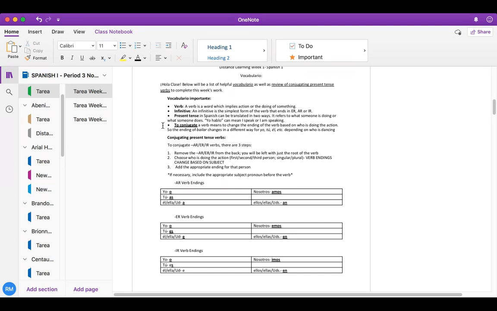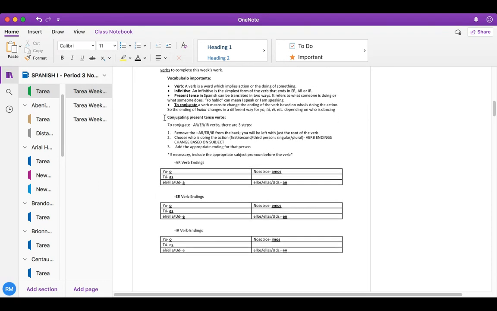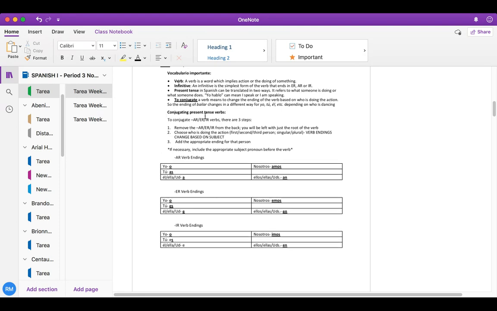So I'm going to go through really quickly how to do that, okay? And then I'm going to show you in the assignment a couple of examples. So here we go. To conjugate present tense verbs, first you need to figure out if your verb ends with an AR, ends with an ER, or ends with an IR. That's the first thing I do when I look at any one of my verbs.